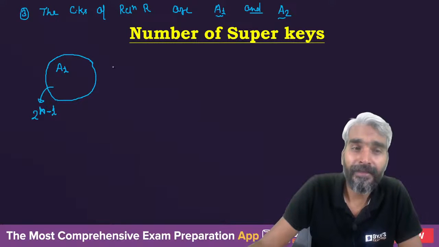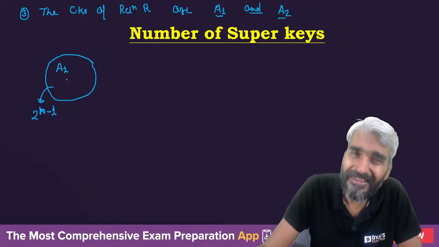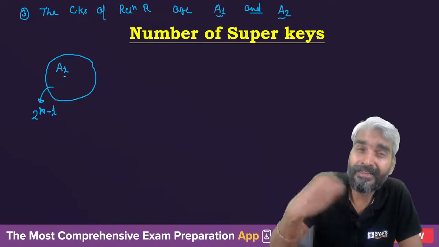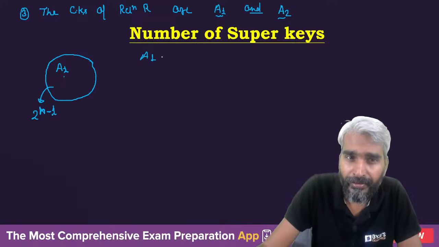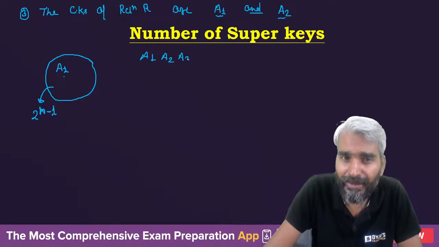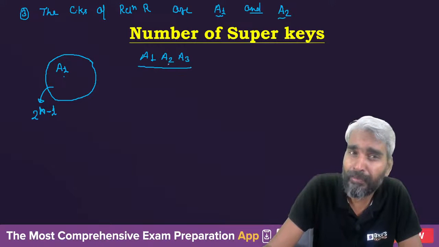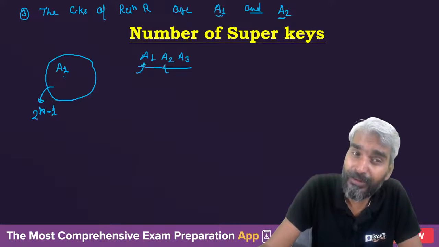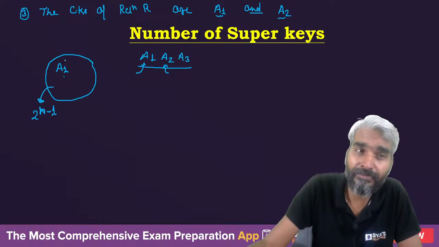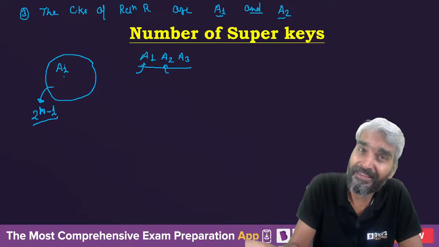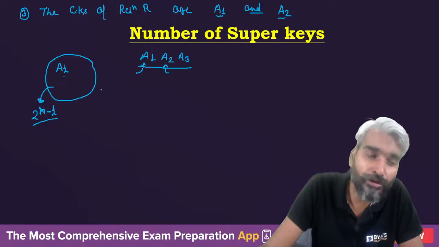Right? Similarly, and now let's try to understand these super keys in which A1 is present. I already told you that in some of the super keys A2 will also be present. So let's assume A1, A2, A3 is a super key or not? Sir, A1, A2, A3 is a super key in which A1 is present as well as A2 is also present. Right? So when you are calculating the number of super keys in which A1 is present, then in 2 raised power n minus 1, those super keys are also included in which A2 is also present.